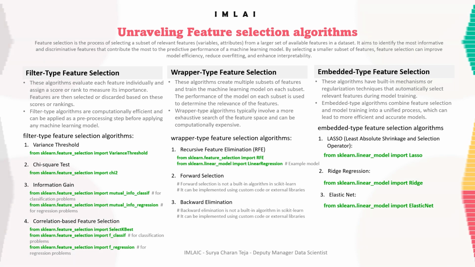By understanding the different types of feature selection algorithms and their characteristics, data scientists can choose the most suitable approach based on the specific problem, dataset, and machine learning requirements. It is often recommended to experiment with multiple algorithms and evaluate their performance to find the optimal subset of features for a given task.